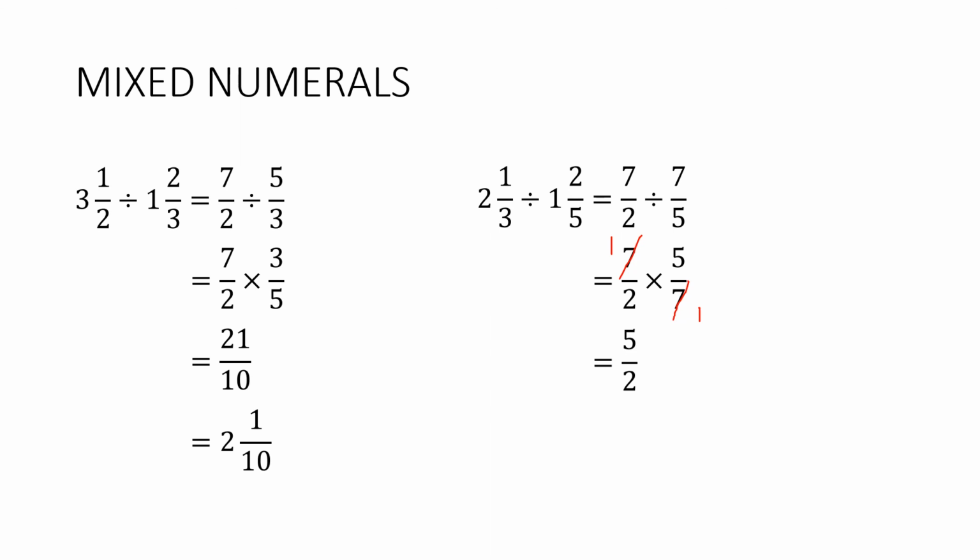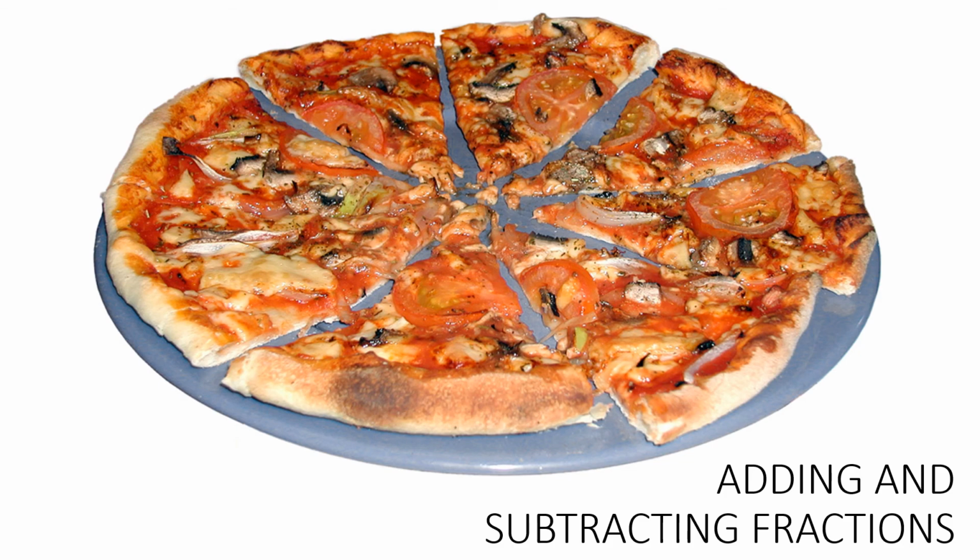Let's turn it back to mixed numeral. 2 into 5 goes twice, remainder 1. Our answer is 2 1/2. Okay, that's it for this lesson. In our next lesson, we're going to move on to adding and subtracting fractions.